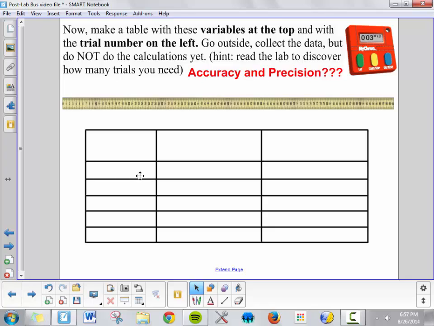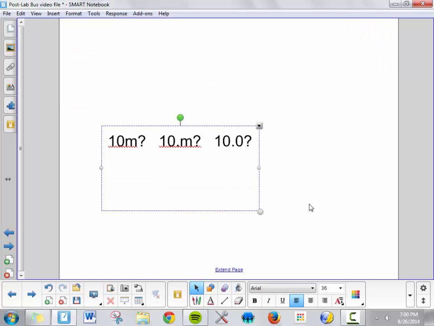Your data table should look something like this. Your labels would go across the top, your trial labels would go across the left-hand side, and you would have a spot for 5 trials. So, the question here is, how do you record your 10 meters? How accurate and precise do these measurements need to be?